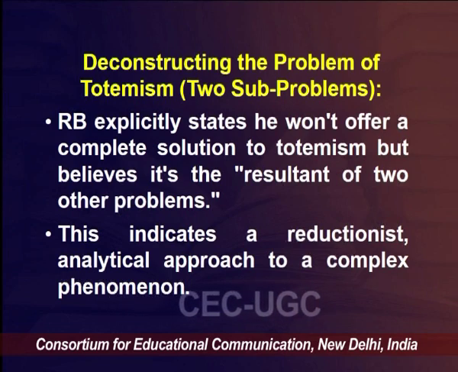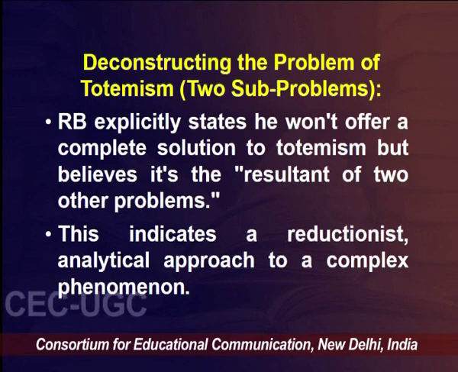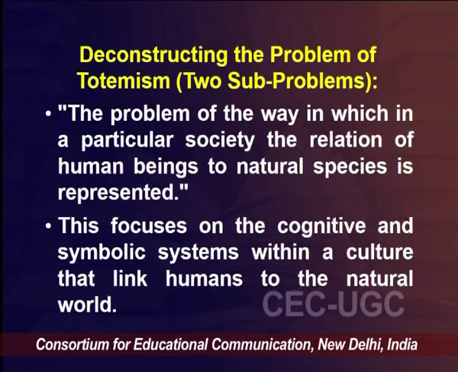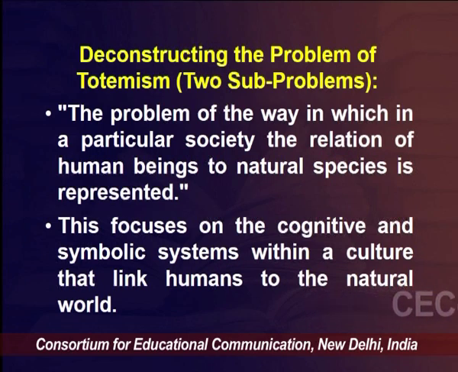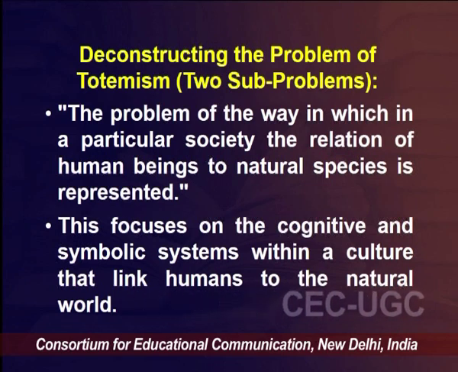When we deconstruct the problem of totemism, two sub-problems arise. Radcliffe-Brown explicitly states he won't offer a complete solution to totemism, but believes it is the resultant of two other problems. This indicates a reductionist analytical approach to a complex phenomenon. The first is the problem of the way in which the relation of human beings to natural species is represented in a particular society. This focuses on the cognitive and symbolic system within a culture that links humans to the natural world.